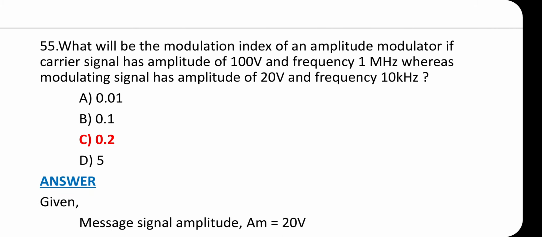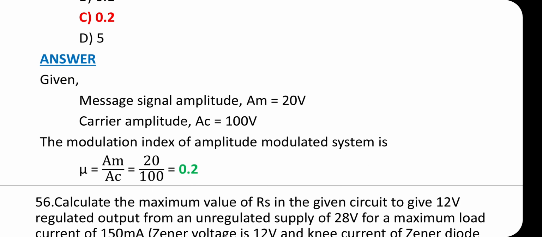What will be the modulation index of an amplitude modulator if the carrier signal has amplitude of 100 volt and frequency 1 MHz, whereas the modulating signal has amplitude of 20 volt and frequency 10 kHz? Answer is option C, 0.2.